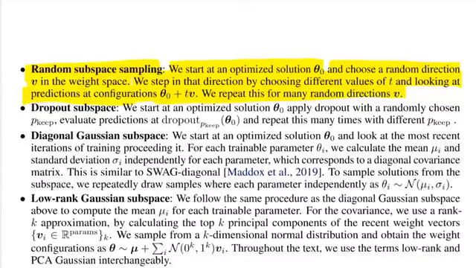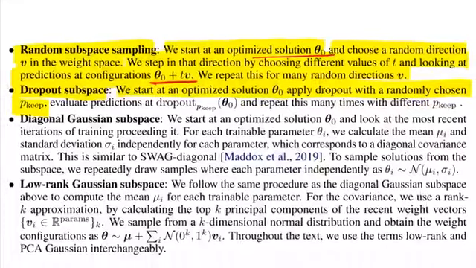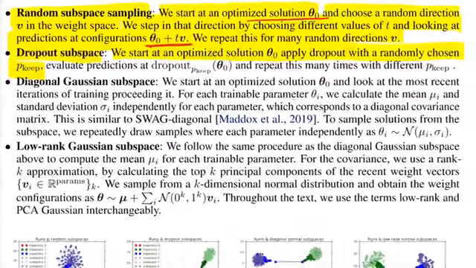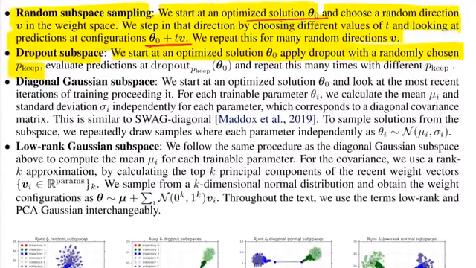So deep ensembles means we randomly initialize many times and then train from scratch each member. This method here means we start from a solution and we simply perturb it into random directions. The next thing we can do is dropout, subspace dropout. We again start at an optimized solution and apply dropout with randomly chosen probability. Again, our hypothesis is that this is going to keep the network in the same kind of functional mode and not switch over.